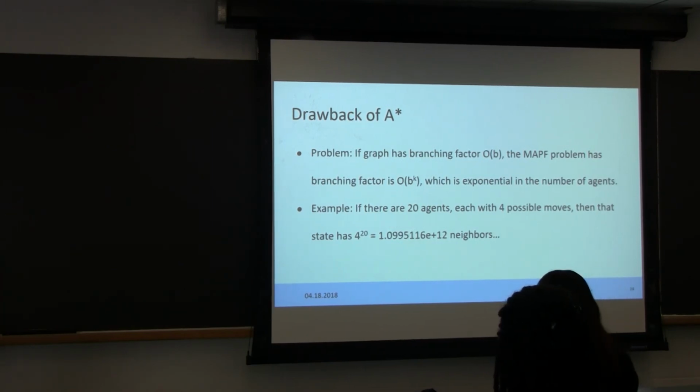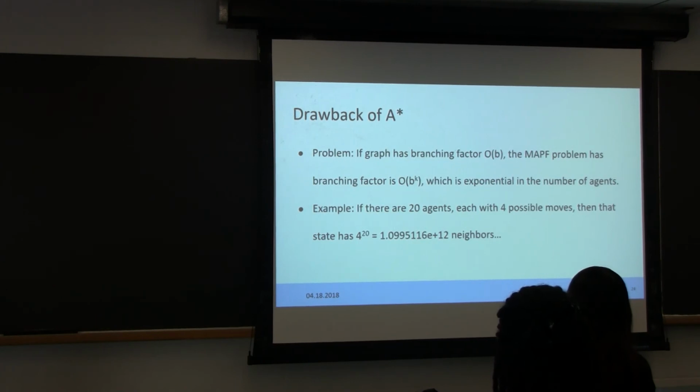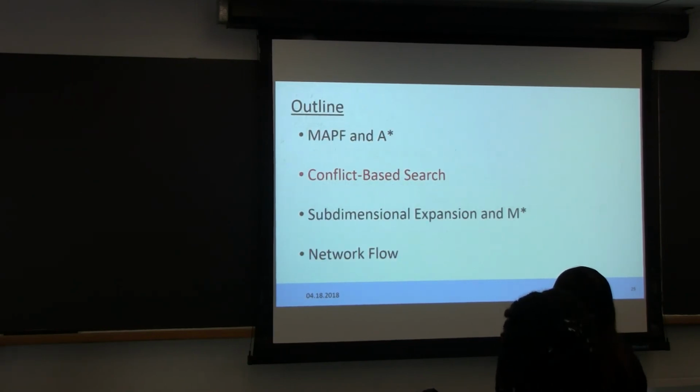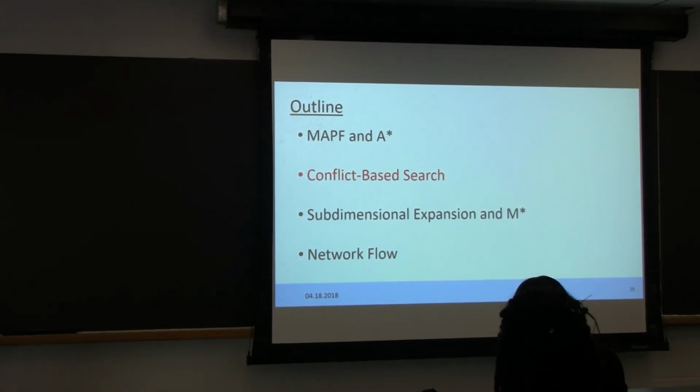So as an example, if there are 20 agents, each with 4 possible moves, then there are 4 to the 20 possible neighbors, which is just not reasonable to actually do. And this is the motivation for all of the algorithms that are going to be explained next, because they were all trying to find more efficient ways to solve the multi-agent pathfinding problem. Specifically, this is the influence for conflict-based search. So Meng is going to explain that one next.